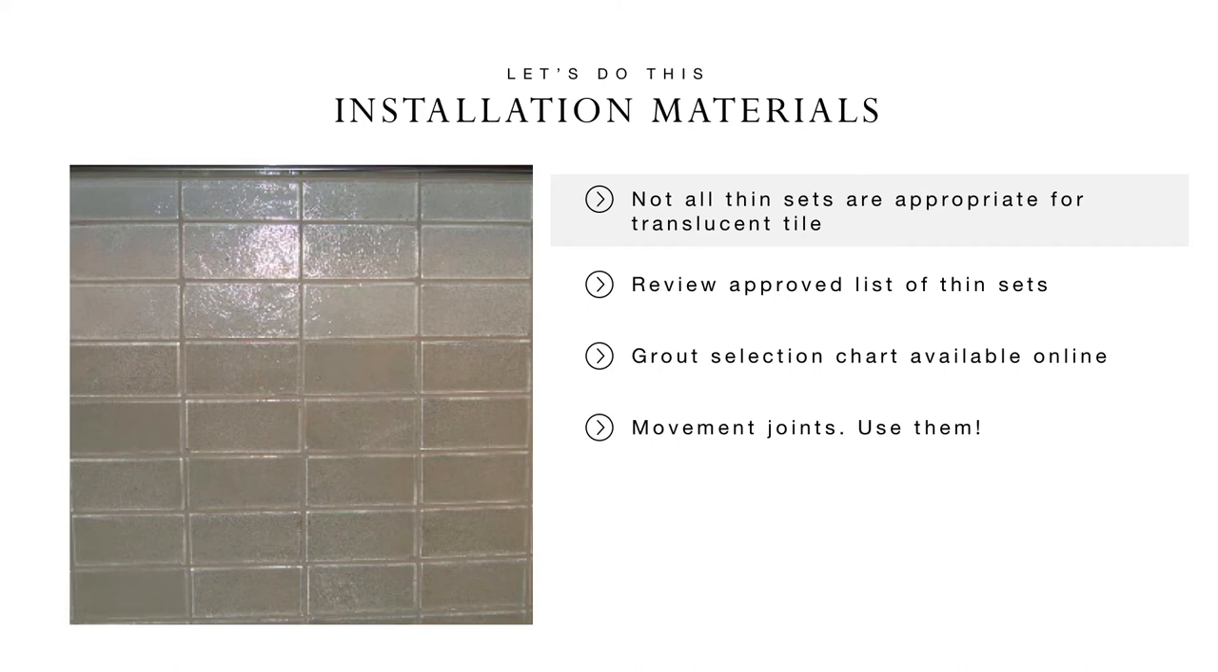So this is a photo of a job, unfortunately, where they didn't consider the translucent nature of the tile. It was a well-installed job. Grout joint spacing looked good. They put in a movement joint. The problem was that midway through the job, they ran out of thin set, so they went out and bought what appears to be a specific glass tile thin set. So everybody thought that was a tile issue. When we took the tile off the wall, we found that the tile was exactly the same color. This was a thin set issue. And as more and more people install translucent tile, obviously it needs to be considered.